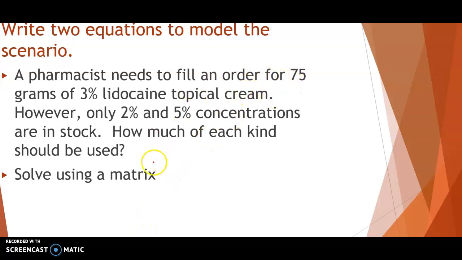So, in order to write our equations, we need some 2% and some 5%, and we need to know how much of each kind. So I'm going to let x equal my 2% cream, and I'm going to let y equal my 5% cream. And I'm going to make one equation based on that there has to be 75 grams. So however much of the 2% I use, add to that the 5% that I use, that has to add up to 75 grams.